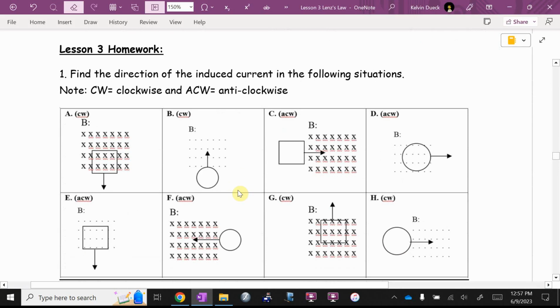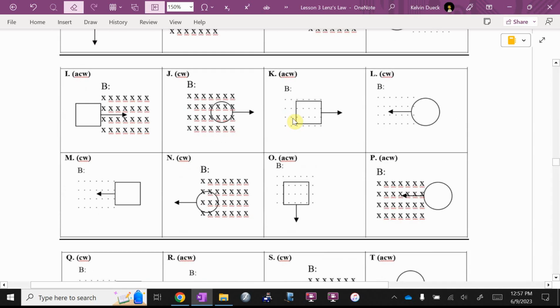What's your homework? So, number one, and the answers are just in brackets. In other words, the answer to 1A, you should find the current is clockwise. Clockwise, I stole this from a British website. C, it should be anti-clockwise when you use Lenz's law. So always ask what magnetic field would resist the change. That's what's going to generate the current. Number one is good.